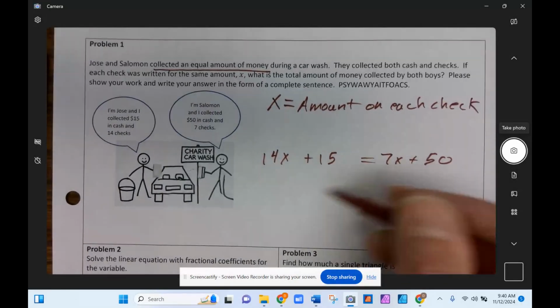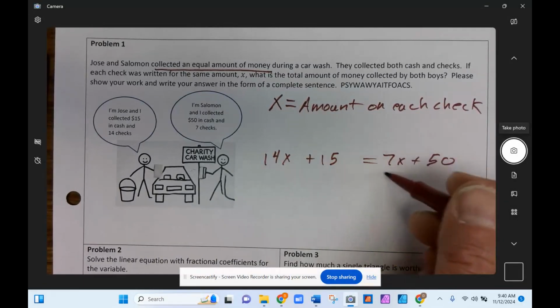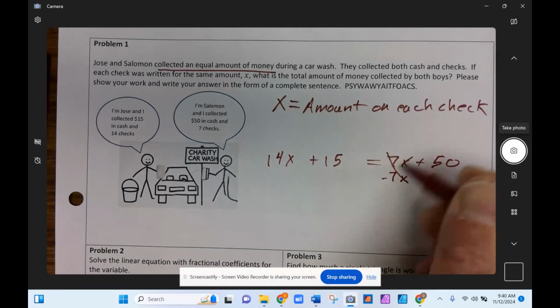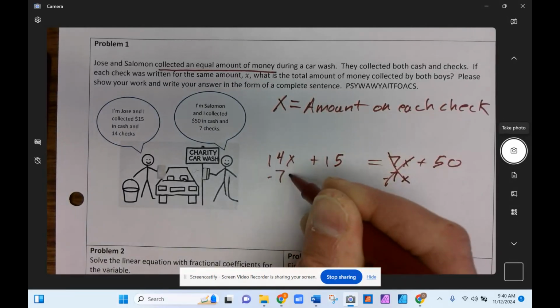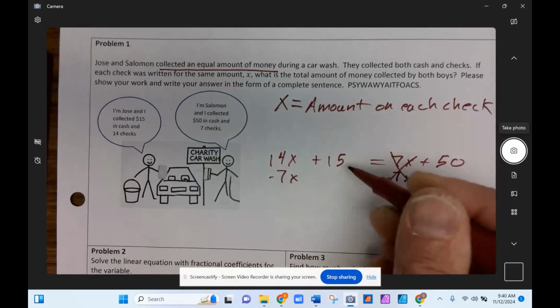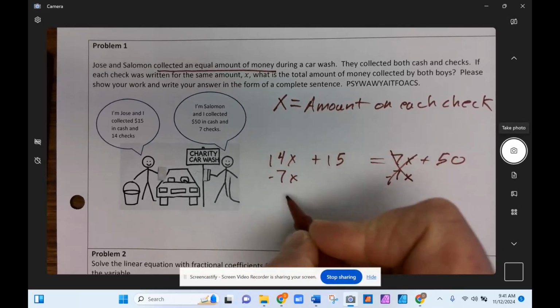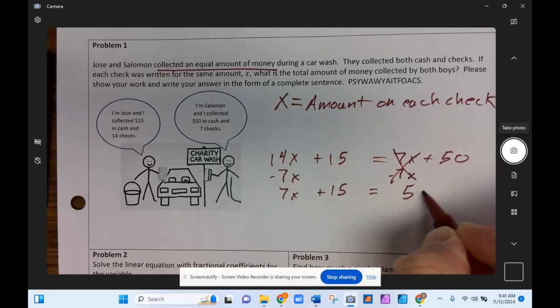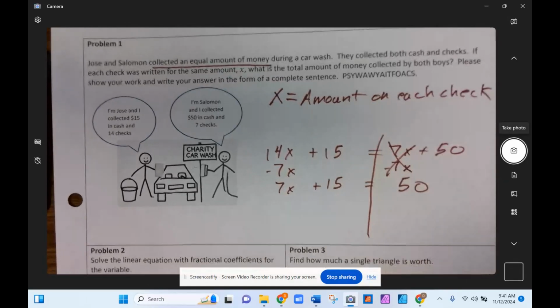Okay, so really similar to the warm-ups we did last week. We want to get this x over here, right? So I'm going to do an inverse operation. This is a positive 7x, so I'm going to subtract 7x. That'll cancel it out to 0 on this side, right? And I bring it to this side and I match it up with the 14 here, not the 15. Then I subtract it to get 7x plus 15. I bring down that 15 and the 50, because I haven't done anything with it yet. If you'd like to draw that line, draw the line.